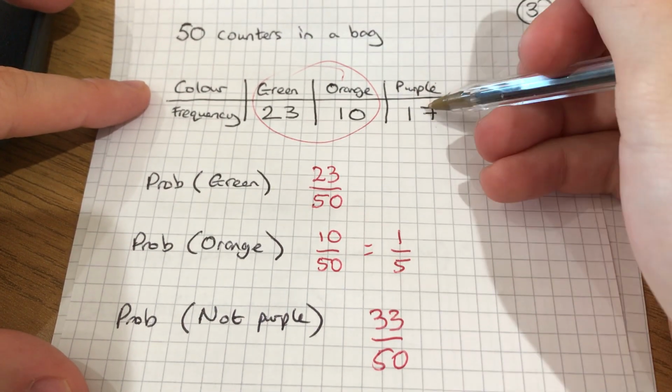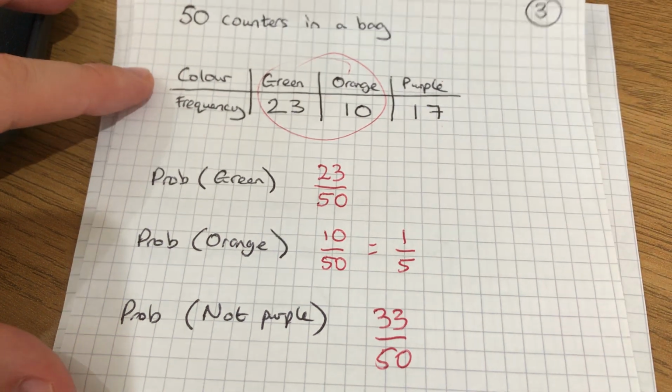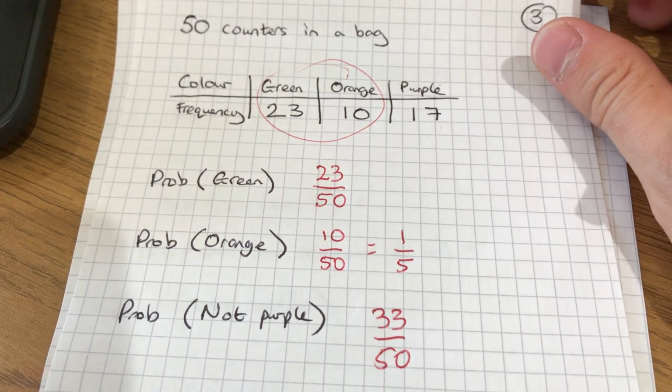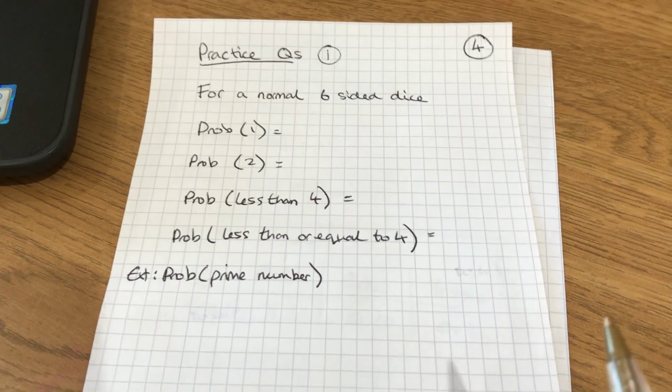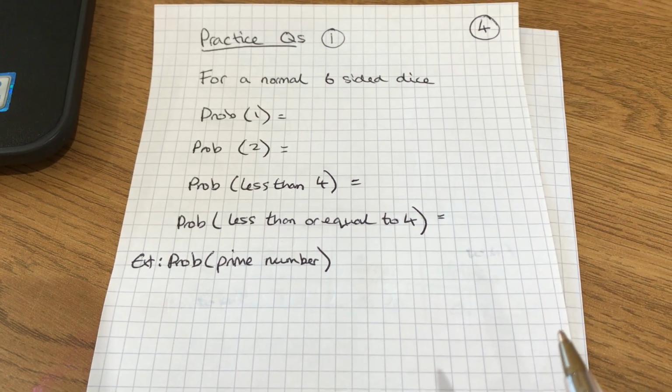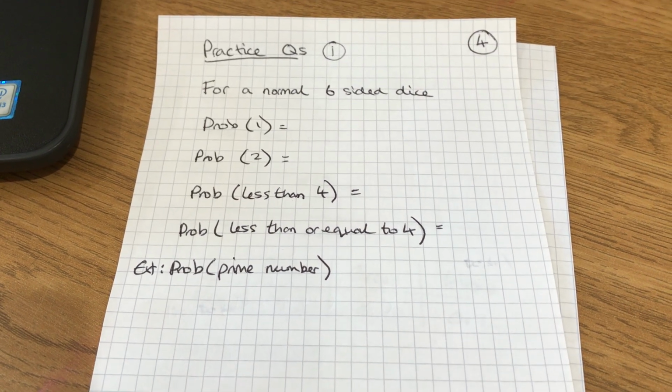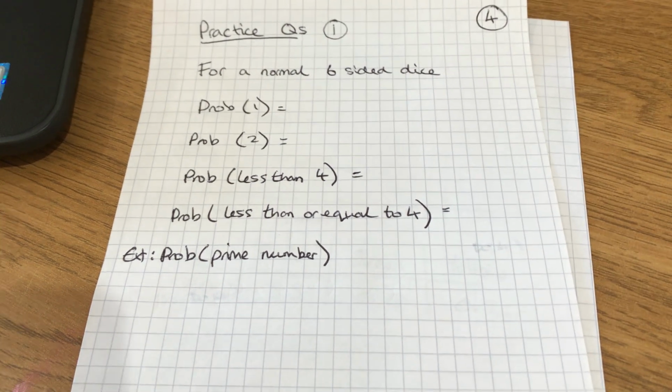Again, you could have worked out what it is for purple, done 1 take away 17/50, which is 33/50. Right, now I'm going to give you a chance to have a bit of a practice yourself. So here's practice question number 1. Pause it, have a go, and then I'll go through it quickly.